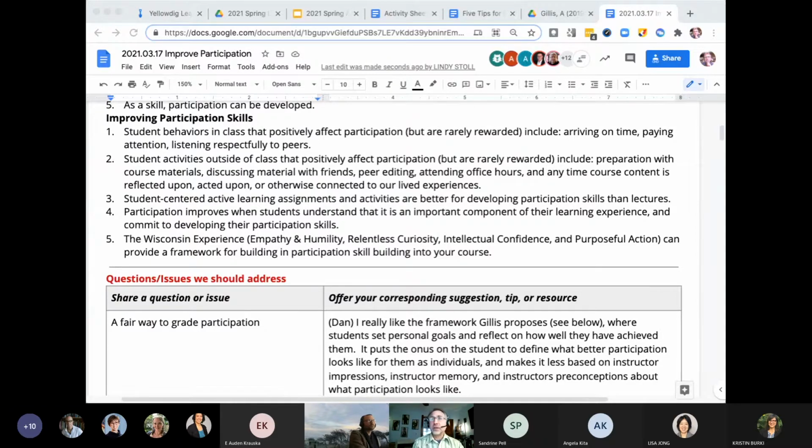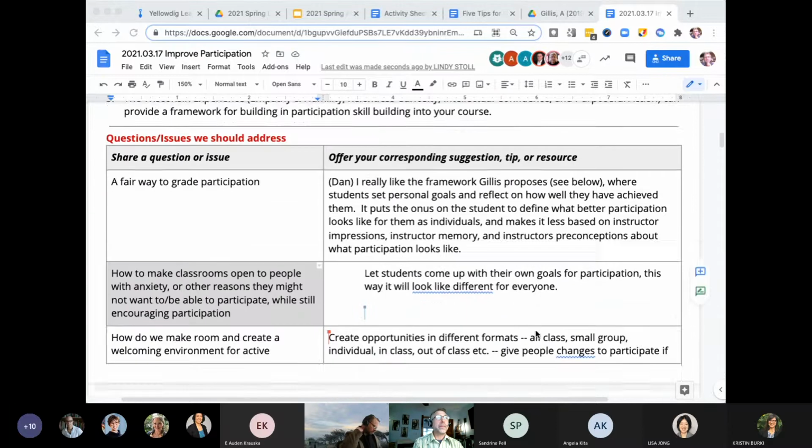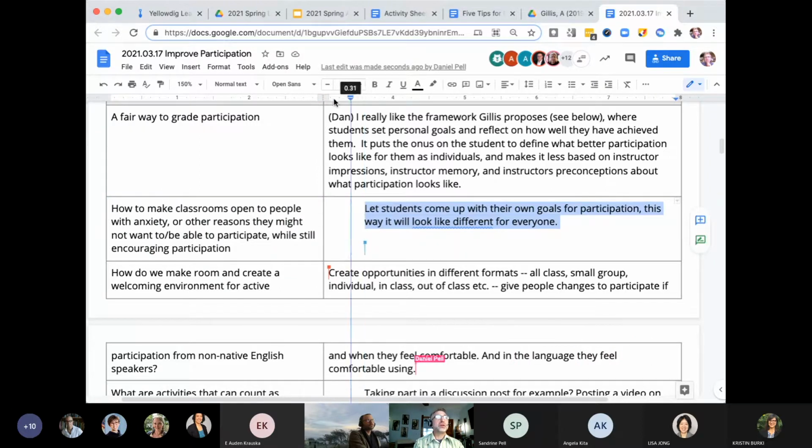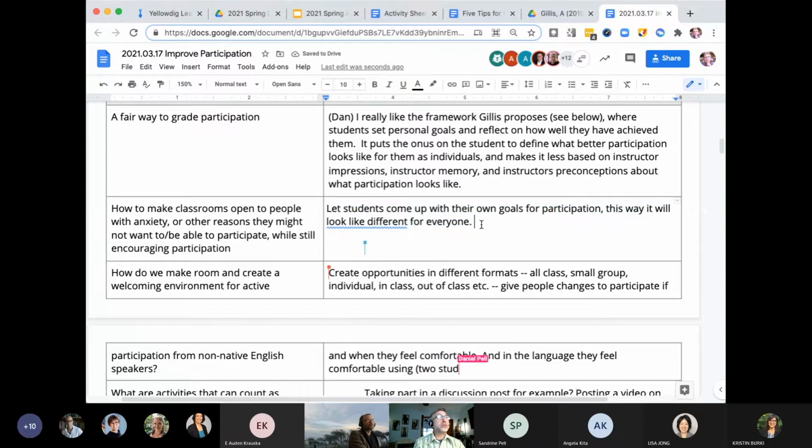And Sandrine, I see your hand is still up. Do you have something else to say, or does anyone else have a point or thought to add to that? One of the thoughts somebody's added is to let students come up with their own goals for participation. It'll look a little bit different for everybody, right? But it's their own goals, and it's supported by them. Sarah, go ahead.